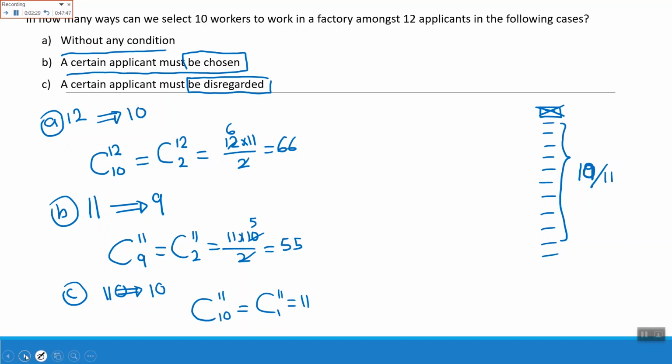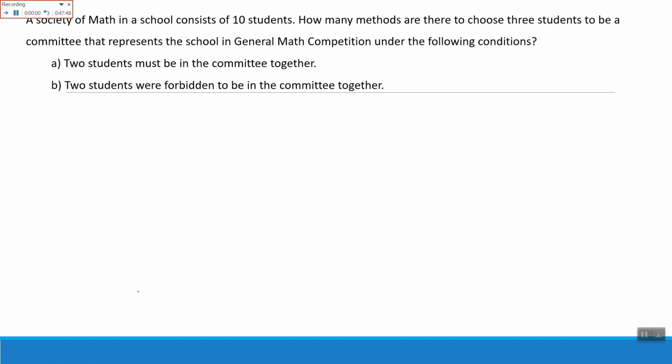Okay, I hope this one is clear. Let's do this next one. Okay, this is the last question here. It says the following. A society of math consists of 10 students. So we want to choose 3 students to be in the committee that represents the school in general math competition in the following conditions. 2 students must be in the committee together.